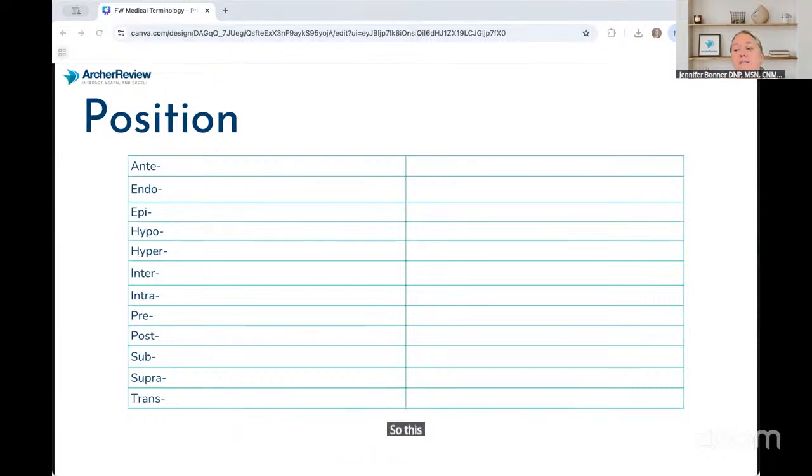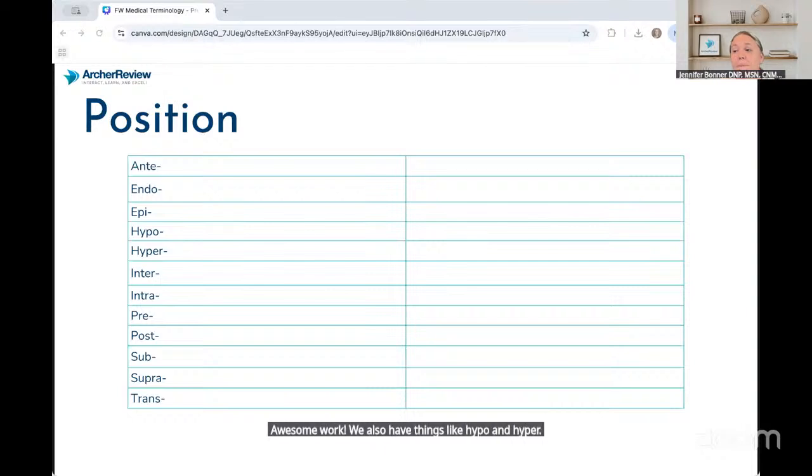So this is a position. Many of you are saying antepartum. Okay, antepartum, antecubital. Okay, very good. What about endo? What is endo? Somebody says within, inside. Where might you see the prefix endo used? Endometrium. Okay. Endocarditis. Awesome work.